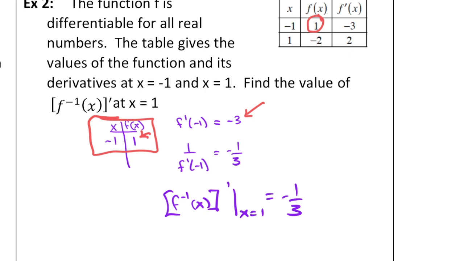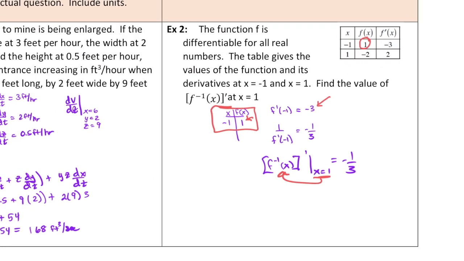Find 1 over the derivative of -1, and you get -1/3. So the derivative of the inverse at x equals 1, remember that is the x value of the inverse function, is going to be -1/3.